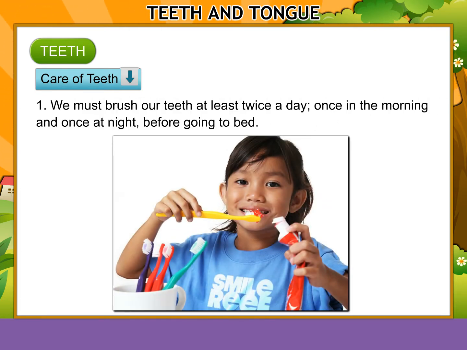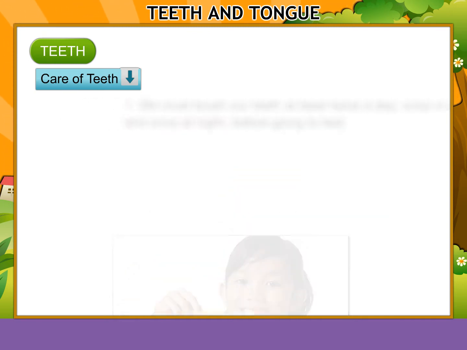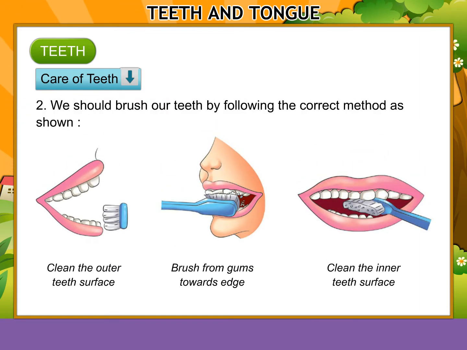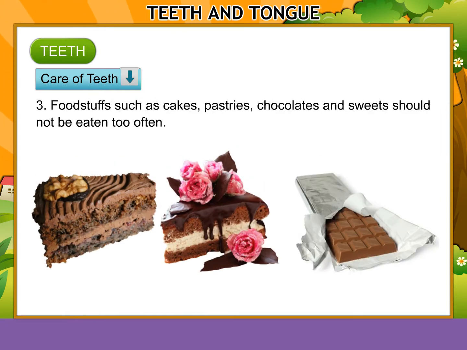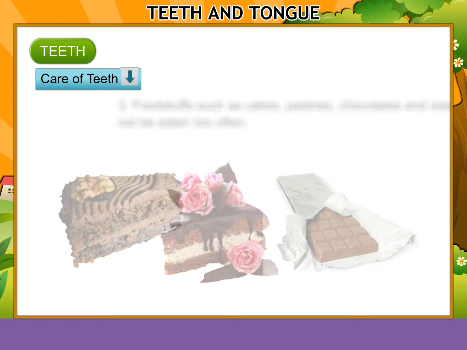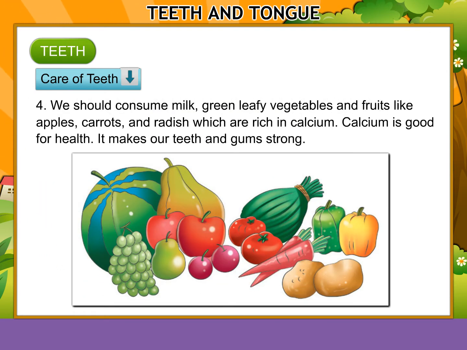We must brush our teeth at least twice a day, once in the morning and once at night before going to bed. We should brush our teeth by following the correct method as shown. Foodstuffs such as cakes, pastries, chocolates and sweets should not be eaten too often. We should consume milk, green leafy vegetables and fruits like apples, carrots and radish which are rich in calcium.